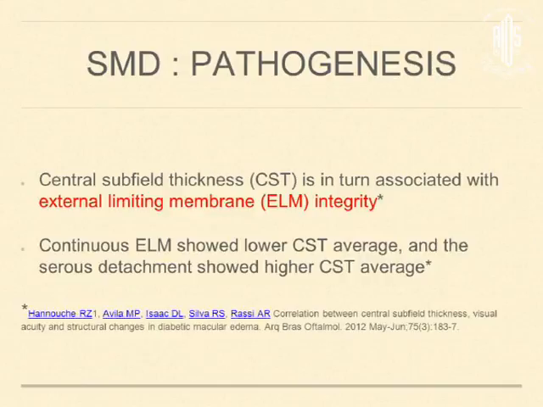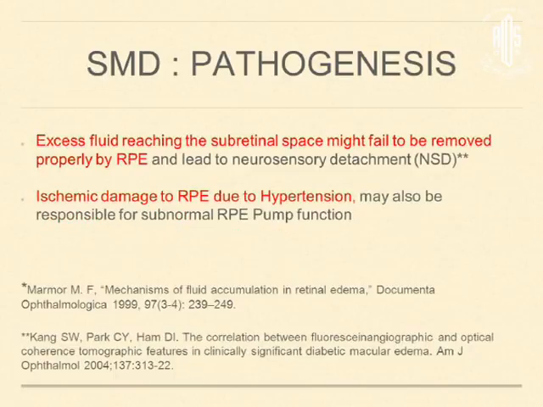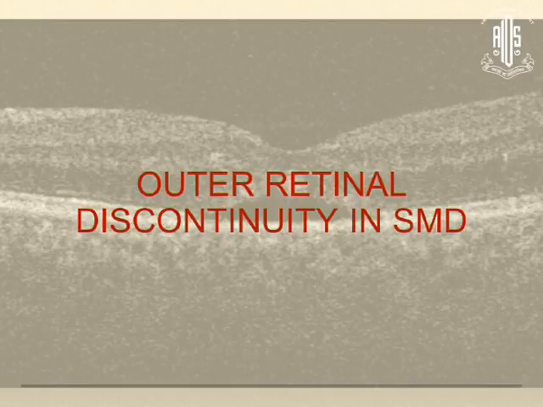And external limiting membrane discontinuity usually happens when there is increased central subfield macular thickness. And what happens here is, when there is a microangiopathy with diabetic macular edema, there is disruption of the inner blood retinal barrier and excess fluid reaches the subretinal space in large amounts. And when this excess fluid is not removed by the retinal pigment epithelium, it results in a neurosensory detachment at the macula. And hypertension actually adds to the insult by causing ischemic damage to the retinal pigment epithelial pump. And again, this macular serous detachment happens.